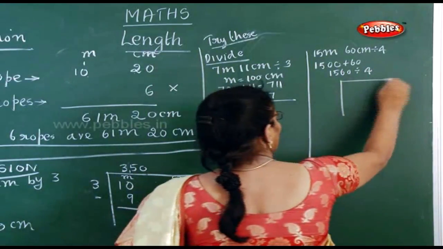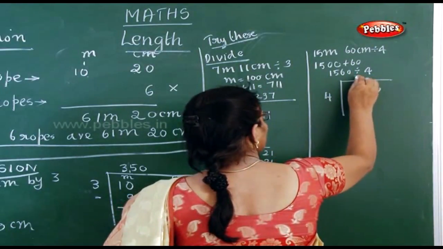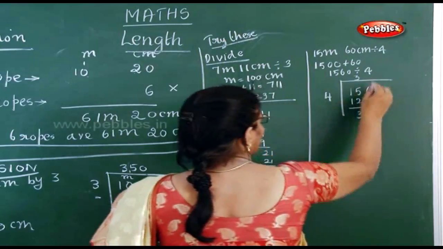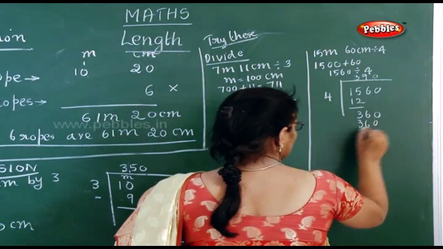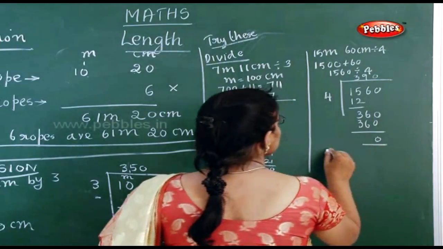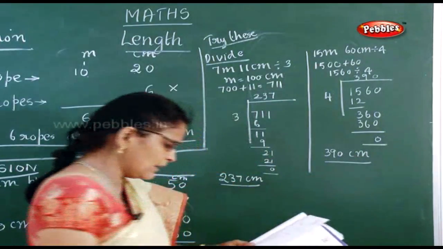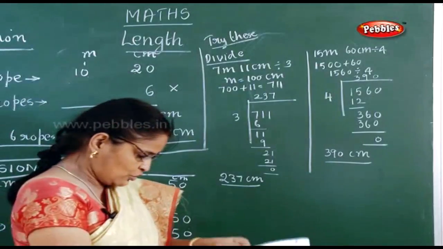So when you divide with 4, what is the answer? 1560 divided by 4. 4 3s are 12. Now you will get 360. So what is that? 4 9s are 36. This 0 again you can put it here. 9 0s are 0. So what is the answer? 390 centimeter. Is it clear now? That is how you did your second sum, 15 meter and 60 centimeter.